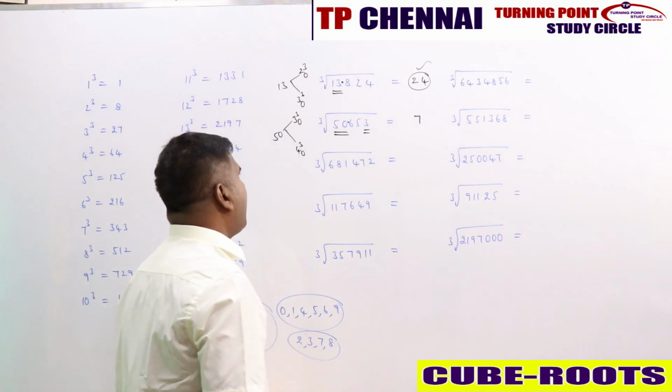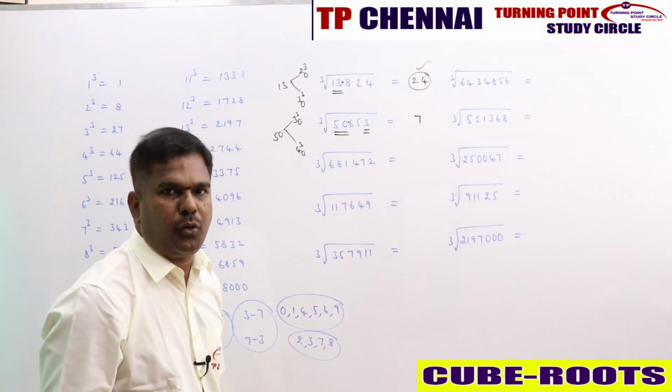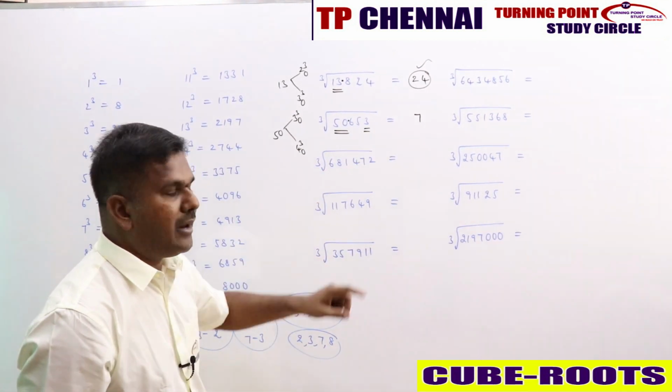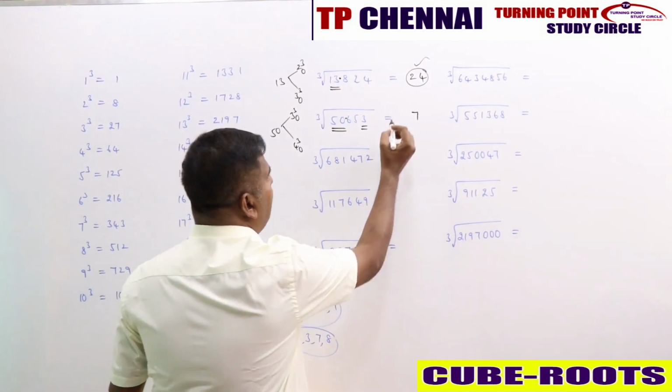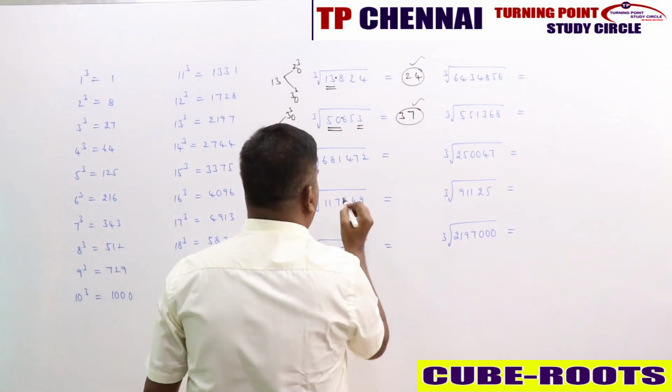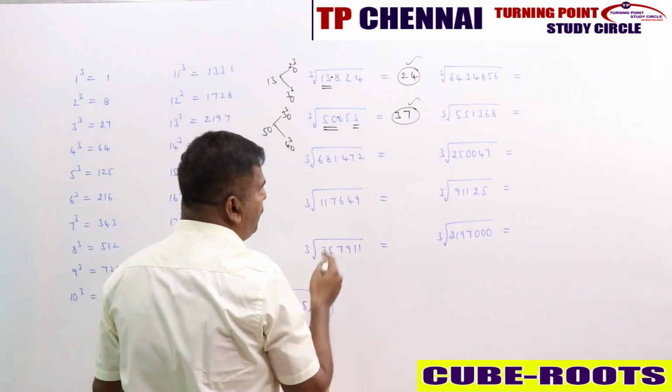Cube root is lying between 30 and 40, and the number is ending with 7. It is none other than 37. Now come here, 681472.